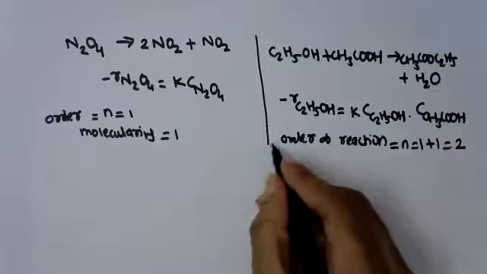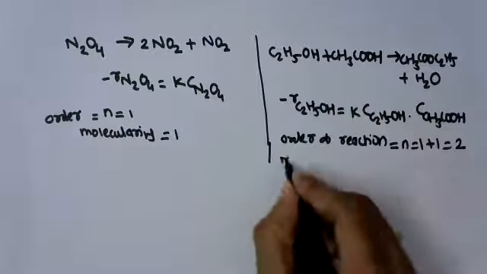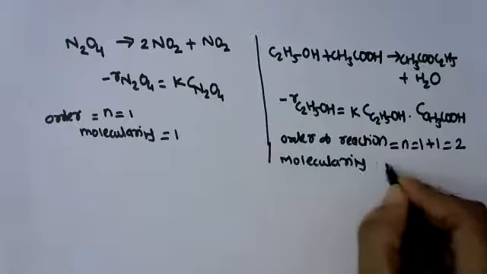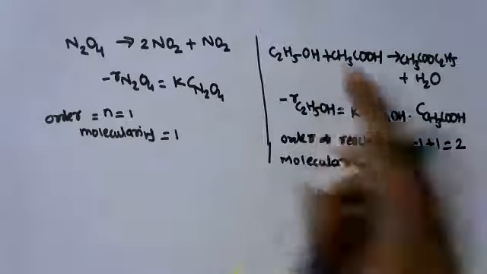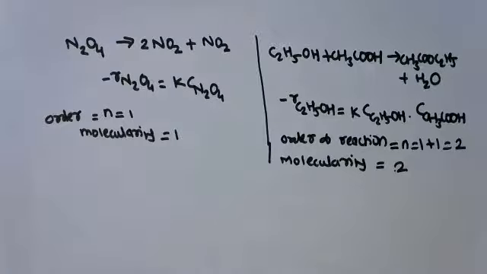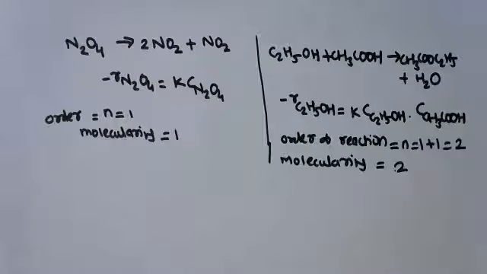Now again, from the stoichiometric equation, molecularity is equal to 1 plus 1, 2. So order of reaction is equal to molecularity, and therefore this is an example of elementary reaction.